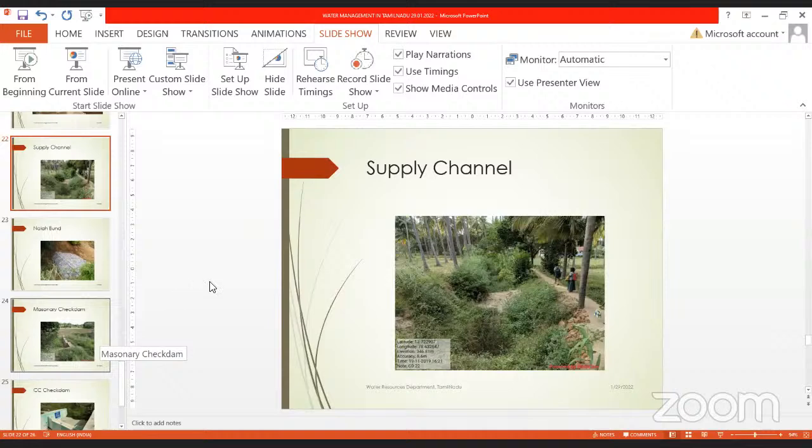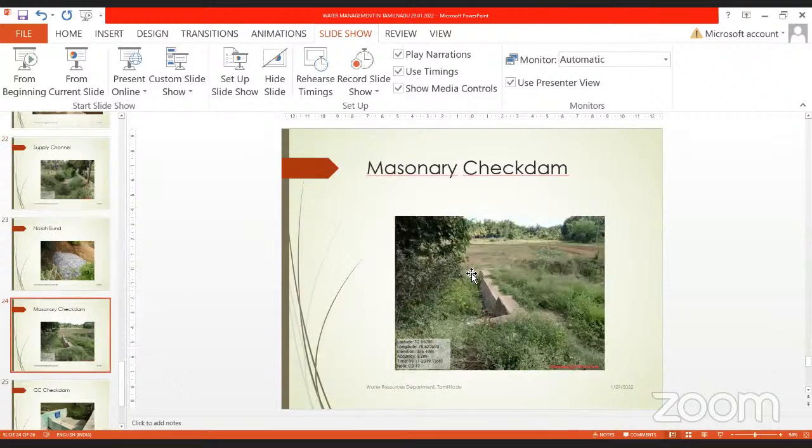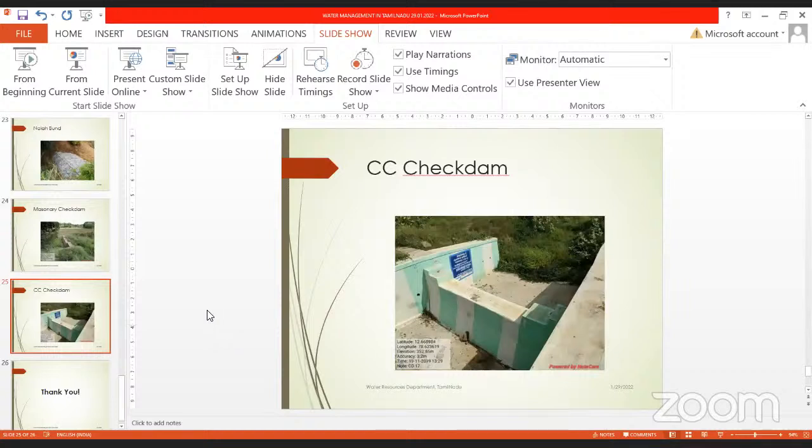And if the width of the channel is high, we generally go for check dams. Basically, beyond 5 meters, we go for check dams. They can be masonry check dams or concrete check dams. This can be extended even to rivers as dikes.